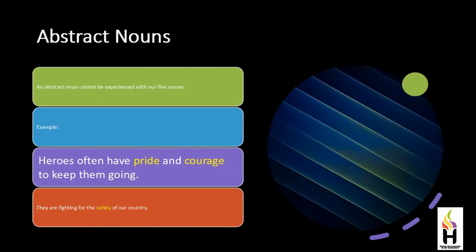Abstract nouns. An abstract noun cannot be experienced with our five senses. Examples are: heroes often have pride and courage to keep them going. They are fighting for the safety of our country. The abstract nouns in these examples are pride, courage, and safety.